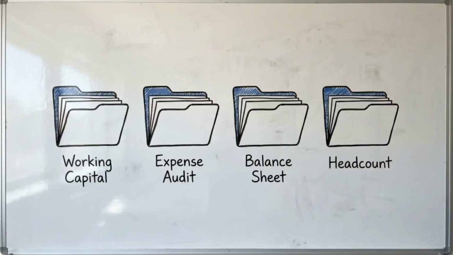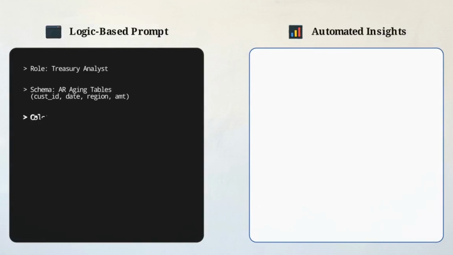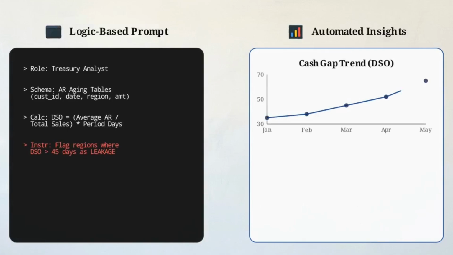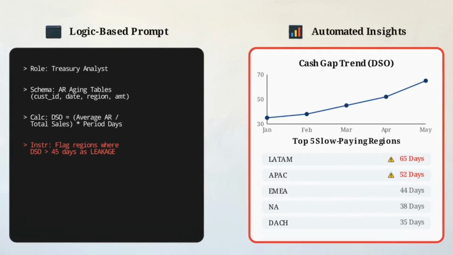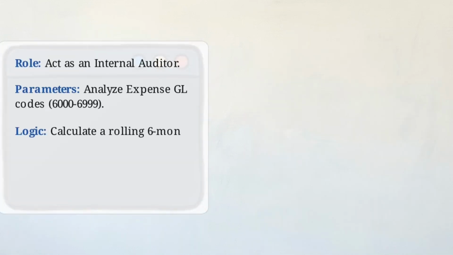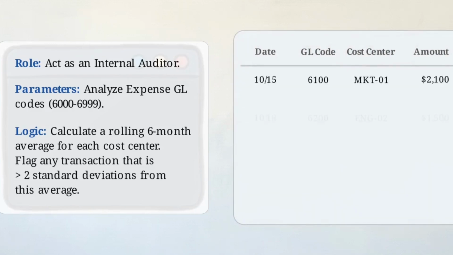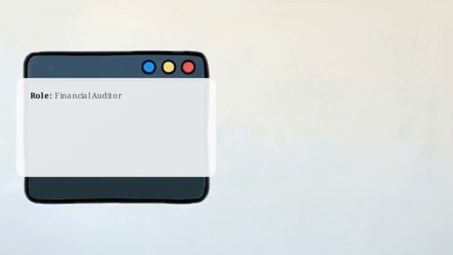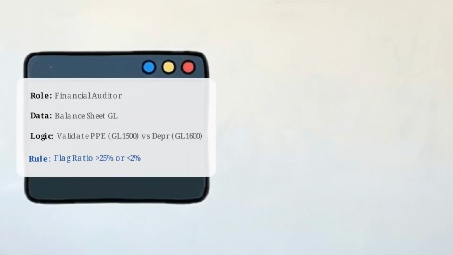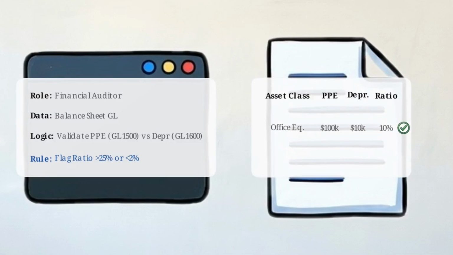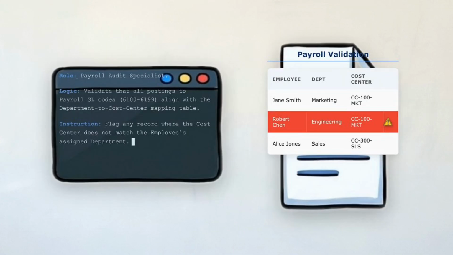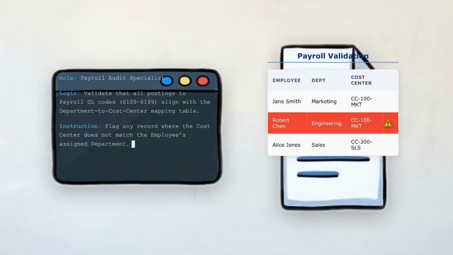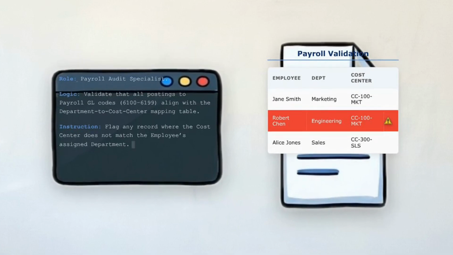This foundational framework scales immediately across your daily finance operations. For working capital analysis, the prompt calculates days sales outstanding to identify cash leakage and pinpoint slow-paying regions. For expense anomaly detection, you instruct the AI to calculate rolling averages and use standard deviations to flag highly unusual spending for immediate review. For balance sheet validation, the AI cross-checks asset relationships against historical patterns and flags impossible financial ratios. And for headcount cost allocation, the prompt ensures that payroll postings perfectly match your organizational hierarchy.